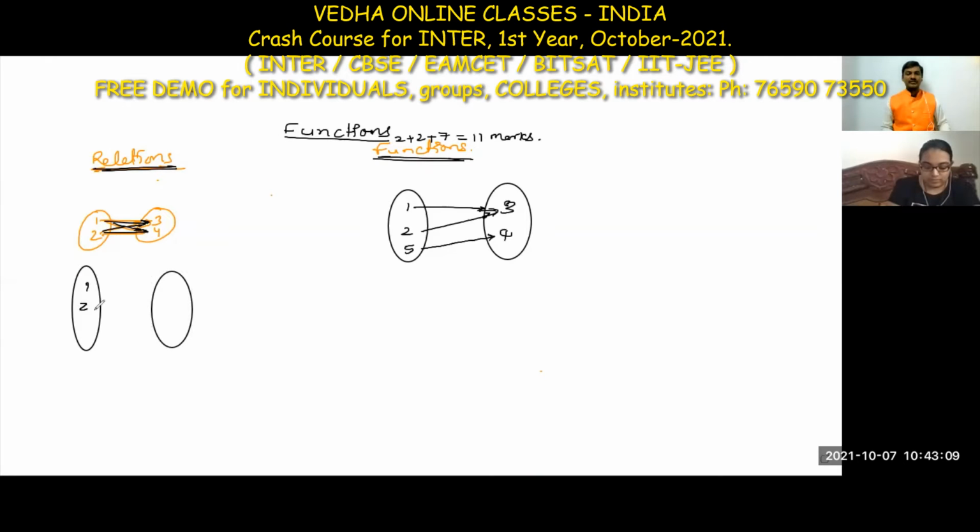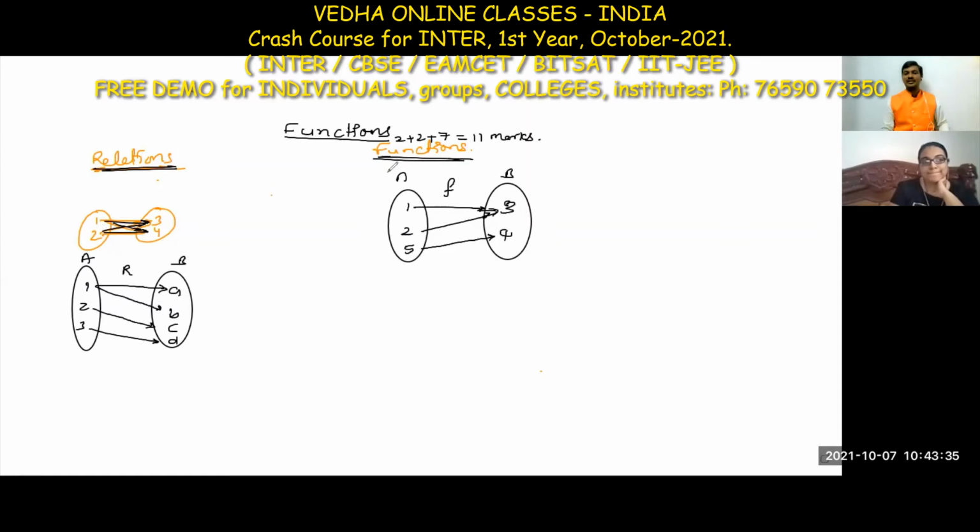In a relation, I am taking 1, 2, 3 here and A, B, C, D. One has two images. Then 2 to C and 3 to D. It is just a relation, not a function. But this other one is a function.